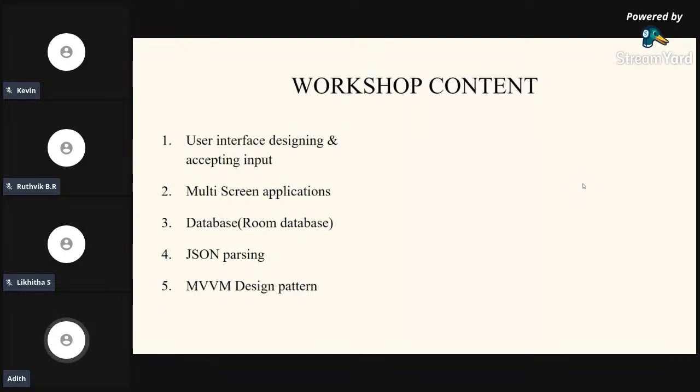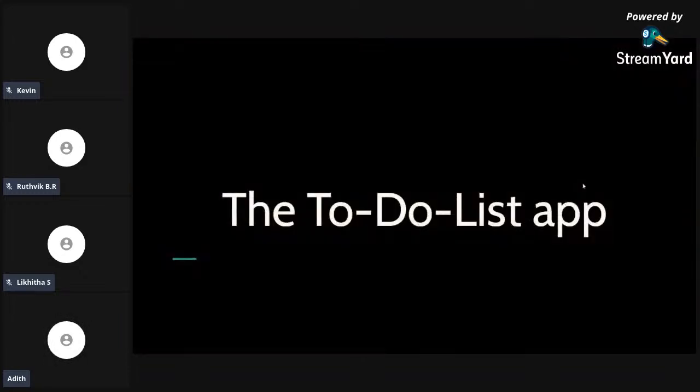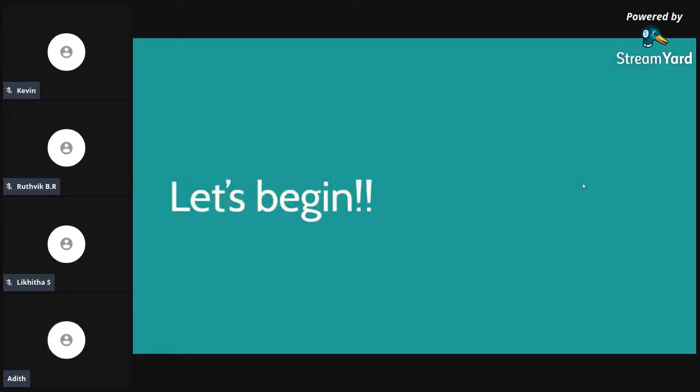Coming to the content of the workshop, this is going to be the flow. First of all, we're going to start with basic user interface and designing. Then we are going to show what multi-screen applications are. We're going to move on to the database, in particular Room database, which uses local on-device storage. Then we're going to look into JSON parsing if time is available. And finally, what is the MVVM design pattern? For the purpose of this workshop, we're going to explain all these concepts using a to-do list app. So let's begin.